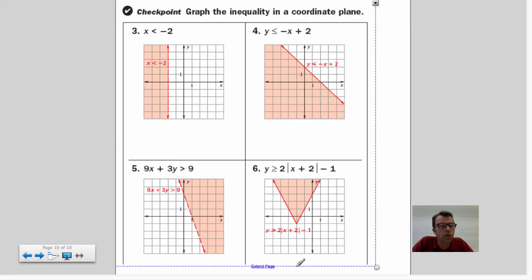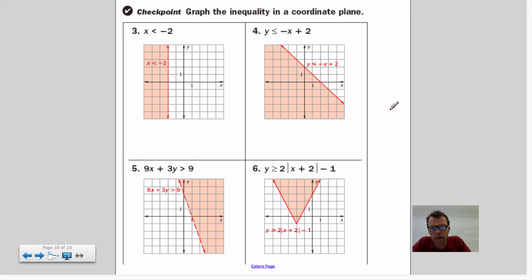And here are the solutions. I'm out of time, so I'm going to stop the video. Again, make sure you see that problem 3 is dashed, problem 5 is dashed. The other 2 are solid, due to the inequality. Hopefully your boundary lines came out right, and then your shading. If you shaded on the wrong side, really make sure you check that out. And we will practice this on Monday. See you then.